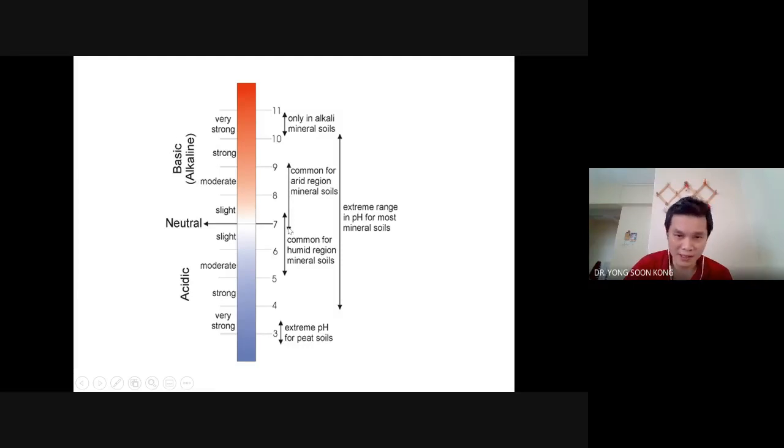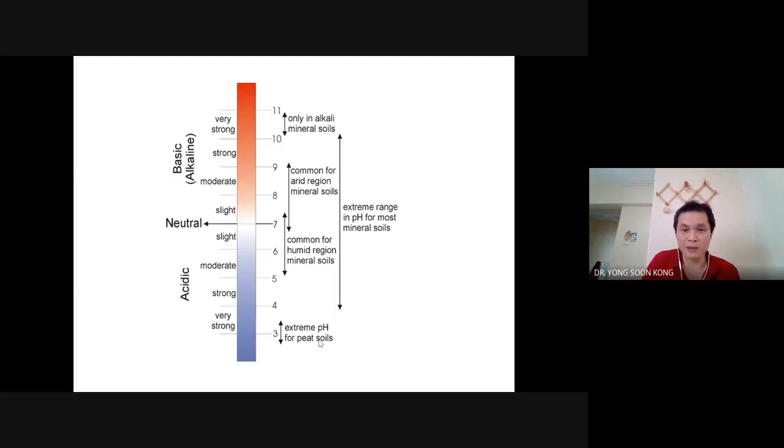However, on the other end, if it's more acidic like here, it is mostly due to the presence of organic matter. See, humid region, mineral soil, and if it is extremely acidic, it has peat soil. Now, the presence of organic materials alone is not very acidic in itself. The very reason why peat soil is acidic is due to microbial activity.